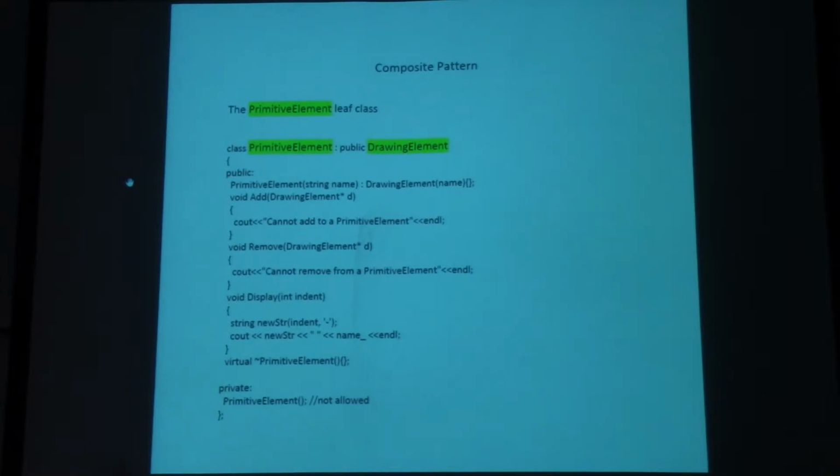Now we're going to have add, and the add method is an override, the remove is an override, the display is an override, and then we have a virtual destructor in order to destruct our concrete class. And then we have a primitive element constructor, which is also made private. Why?